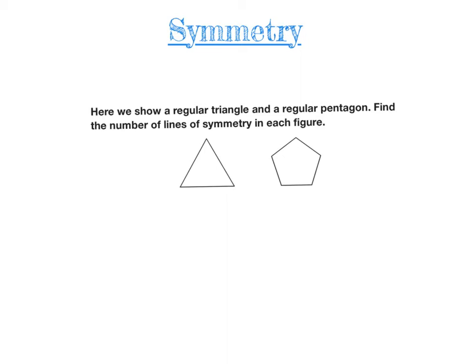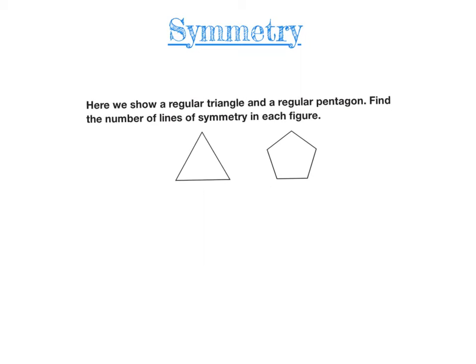So if you have a regular triangle and a regular pentagon and need to find the number of lines of symmetry, I'm going to give you a few quick tips. The first is that you can connect a vertex, so a point, right through the middle. So on the triangle, that would be from the top right down through the bottom. If you folded that triangle right in half, that would be the same on both sides.